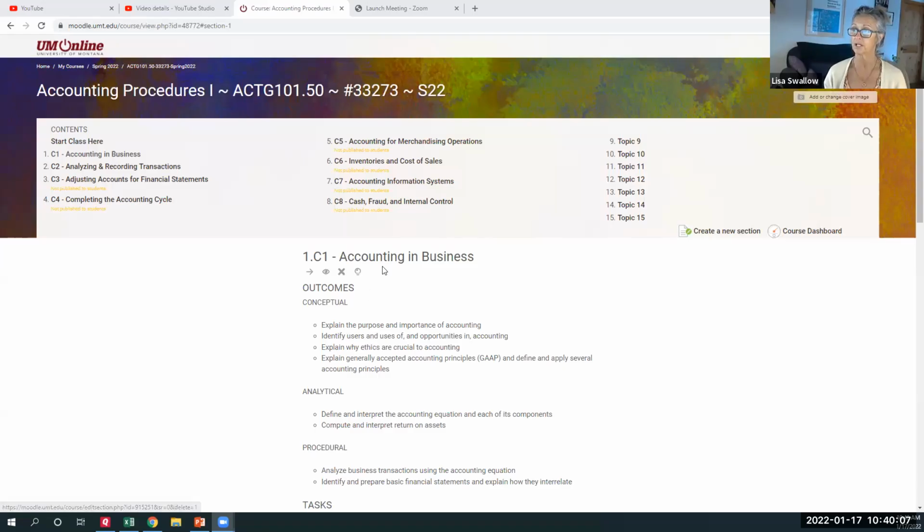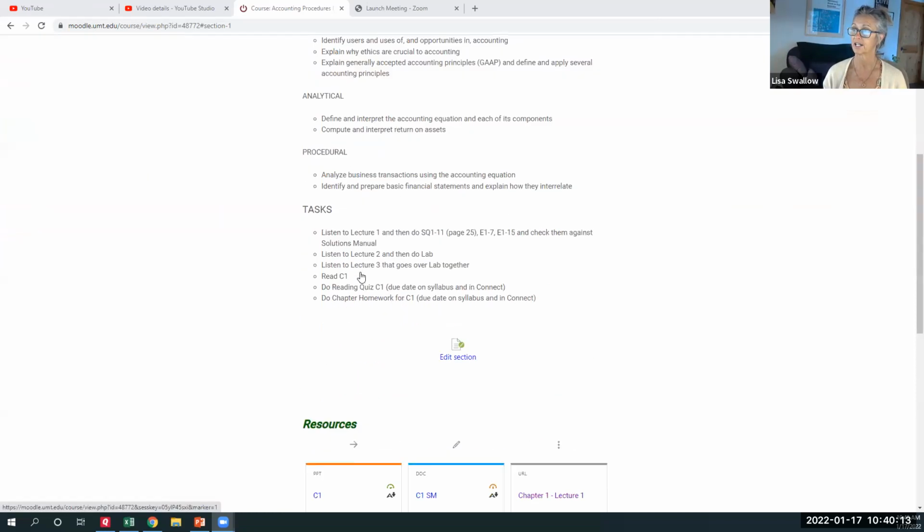So let's pop over to your Moodle shell so you can see what that looks like now that it's a little bit more filled in. So here we are in chapter 1, Accounting in Business. Again, your outcomes, and now your tasks are a little bit more built out. So you're going to listen to lecture 1, which is this lecture right here. And then you're going to do your homework, some homework in the book. Actually, this should say RQ. Sorry.